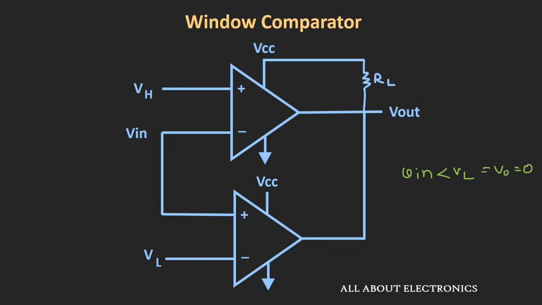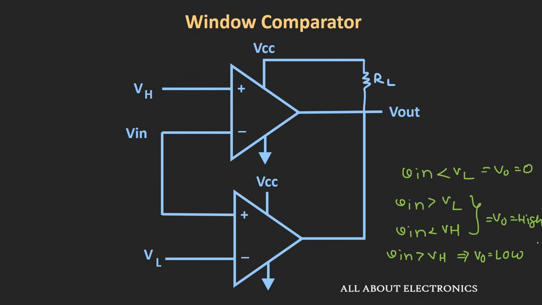While let us take the second case, where your input is greater than this lower threshold voltage but it is less than this upper threshold voltage. In this case, if you observe, both the comparator outputs will be high and your overall output will be equal to high. Similarly, when your input is greater than this upper threshold voltage, the second comparator output will be high while your first comparator output will be low, and because of that your overall output will be low.